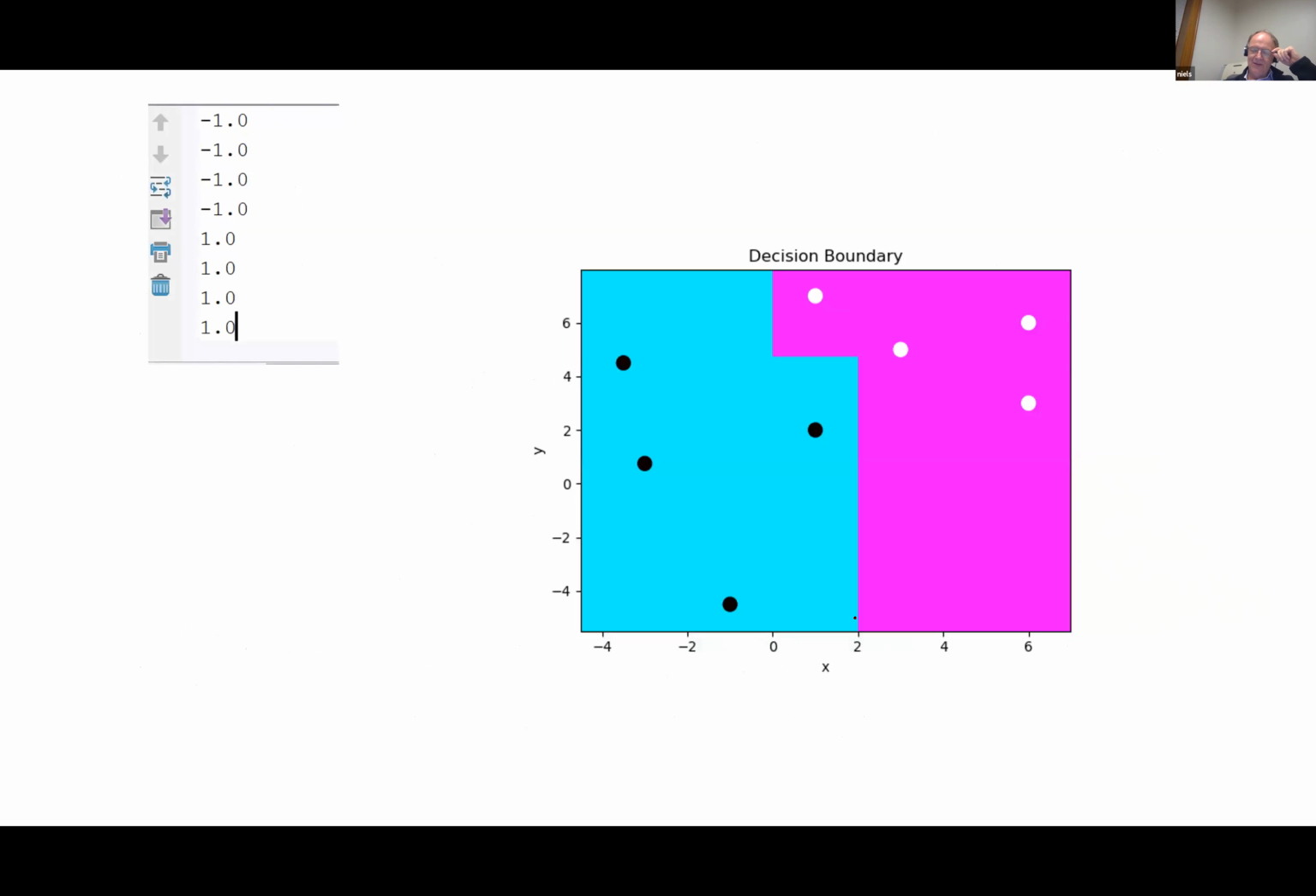Yeah, there's certainly a concern of overfitting here. Of course, this is a toy example. If you have thousands and thousands of points, you'll probably stop your process before you've classified all of them correctly.